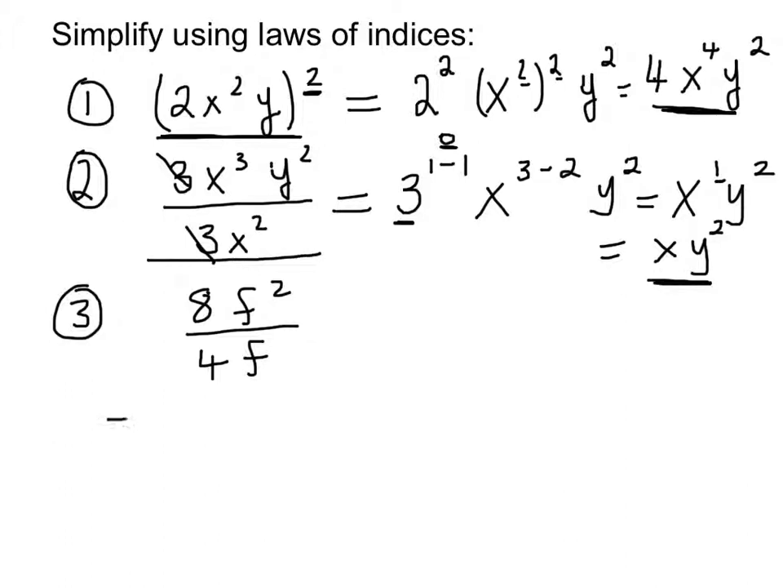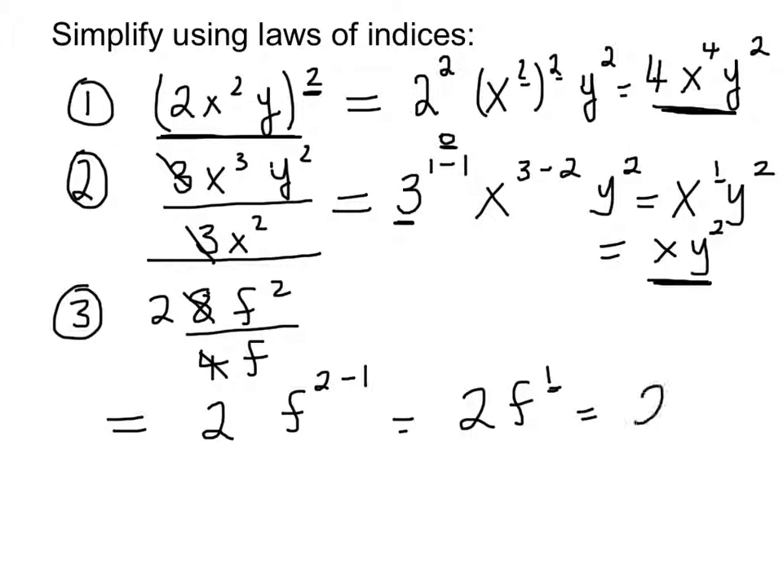Just doing the last one, again, 4 divides into 8. You can just do that as simple arithmetic. 4 divides into 8 twice, okay? So you can just write that down as a 2. And if you want to, this is here, f to the power of 2 subtract 1. So it's going to be 2 times f, and 2 minus 1 is 1. You normally don't write the 1, it's understood, so you just write it as 2f. So that's the simplified version of that one up here. Okay.